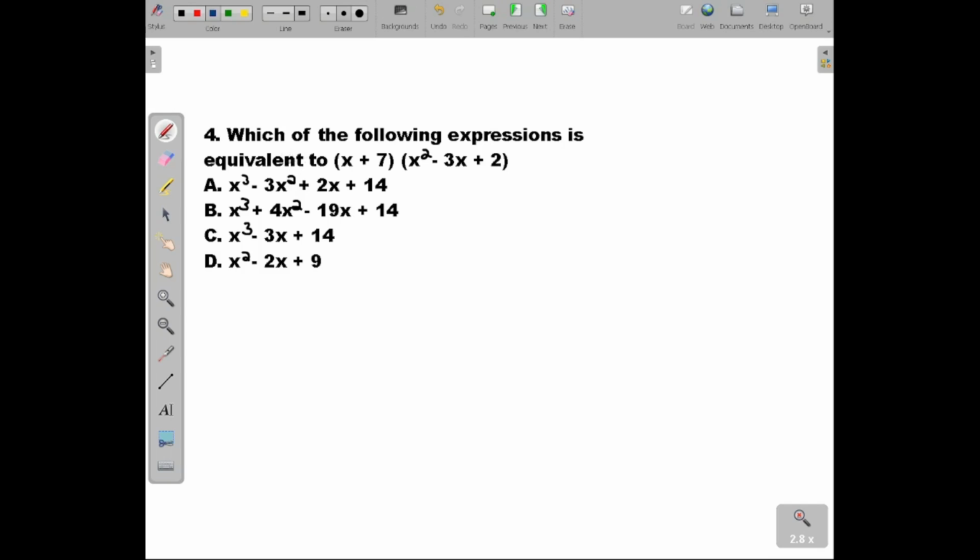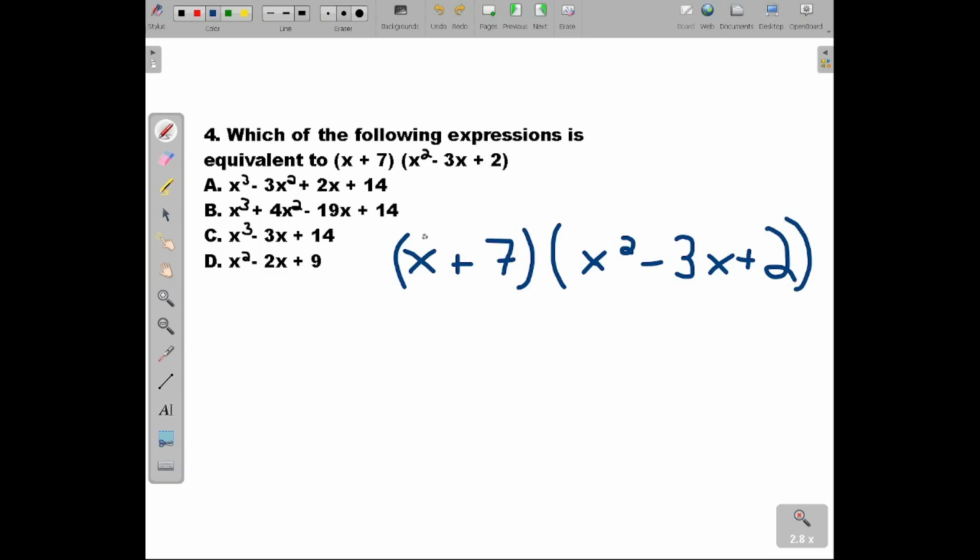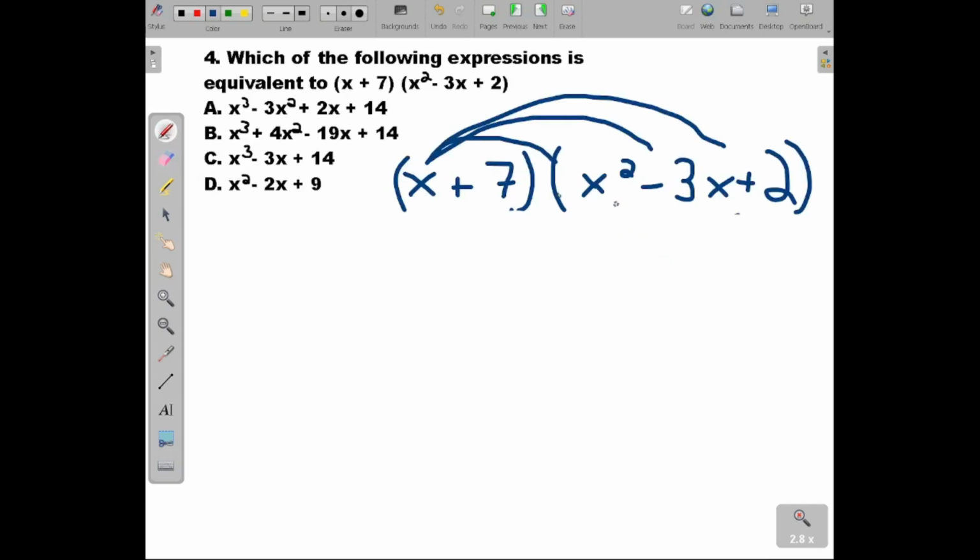Number 4, which of the following expressions is equivalent to x plus 7 times (x squared minus 3x plus 2)? We have to multiply x times each of these 3 terms and then we do the same with 7. X times x squared is equal to x cubed. We have the same base. We add the exponents. We have 1 here. 1 plus 2 is equal to 3.